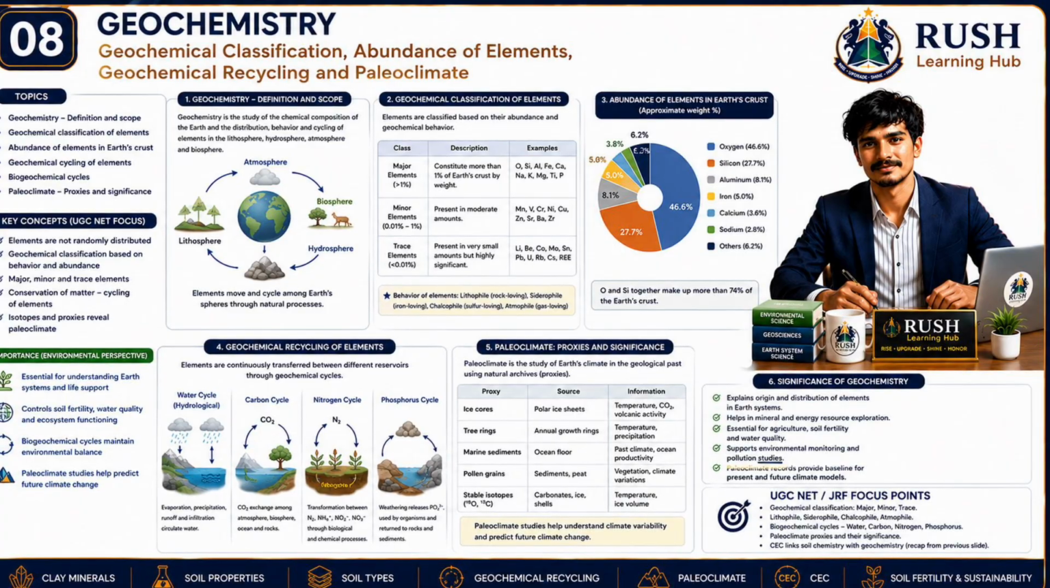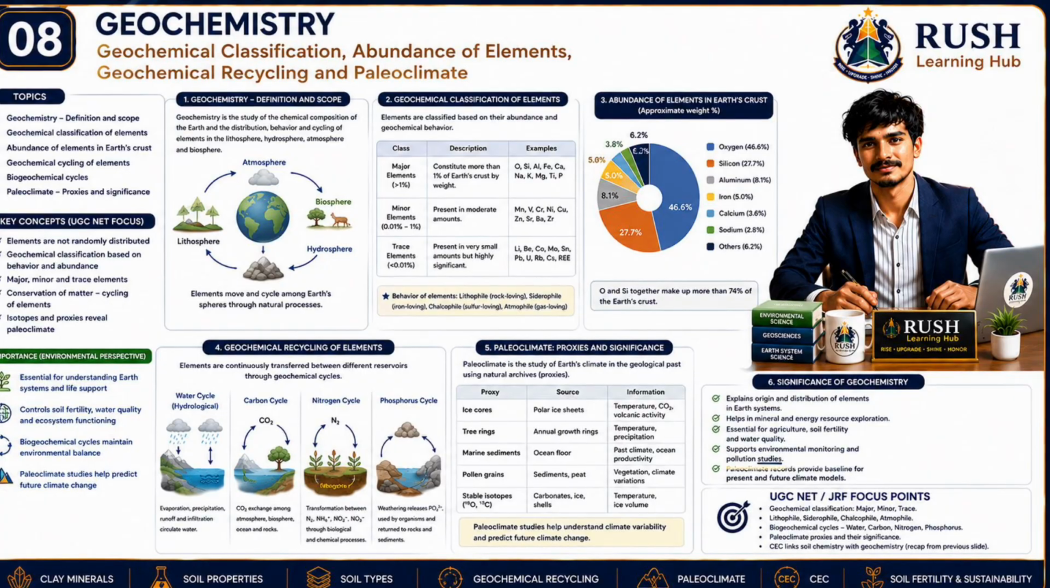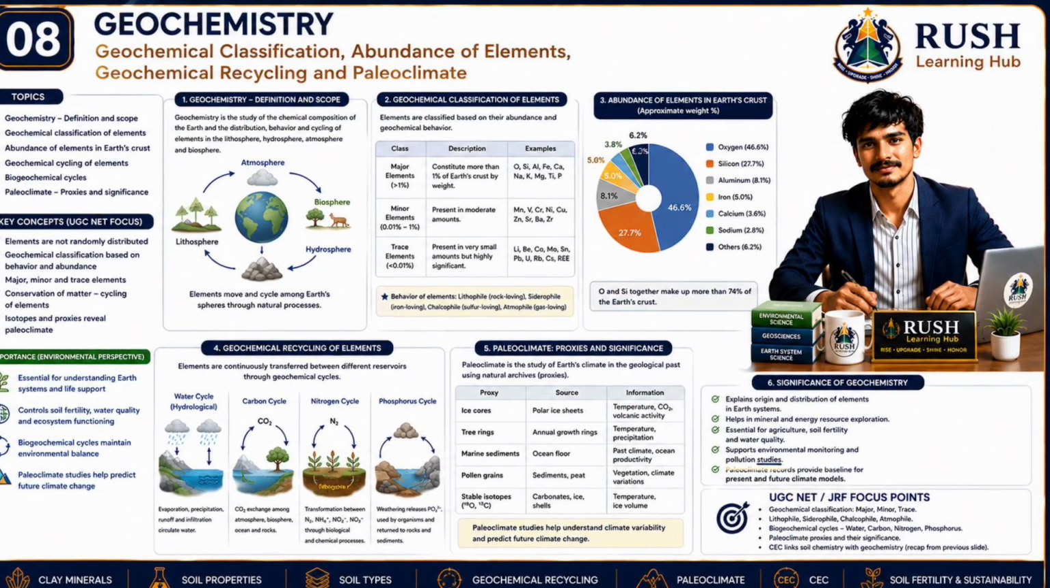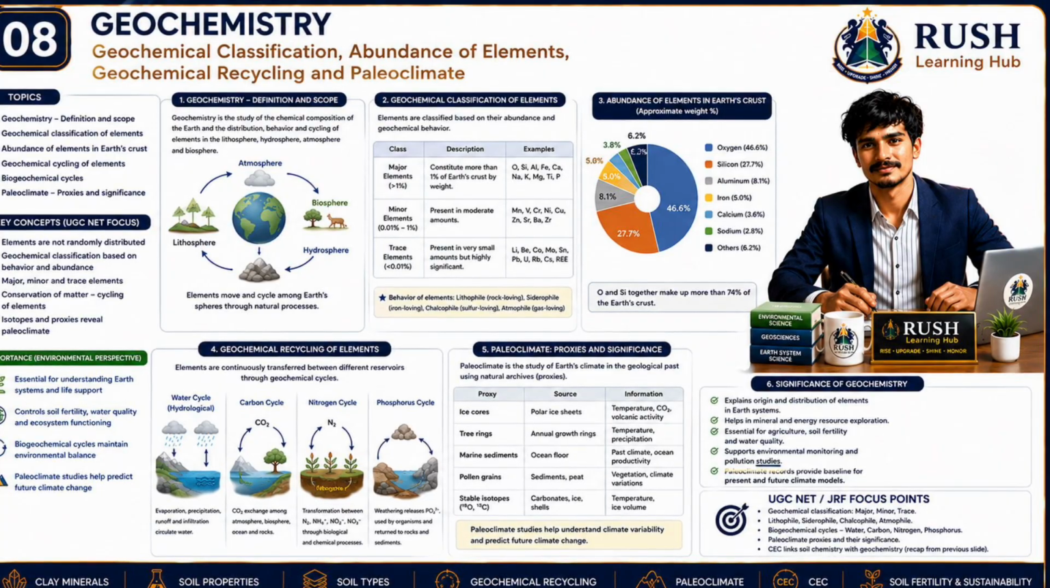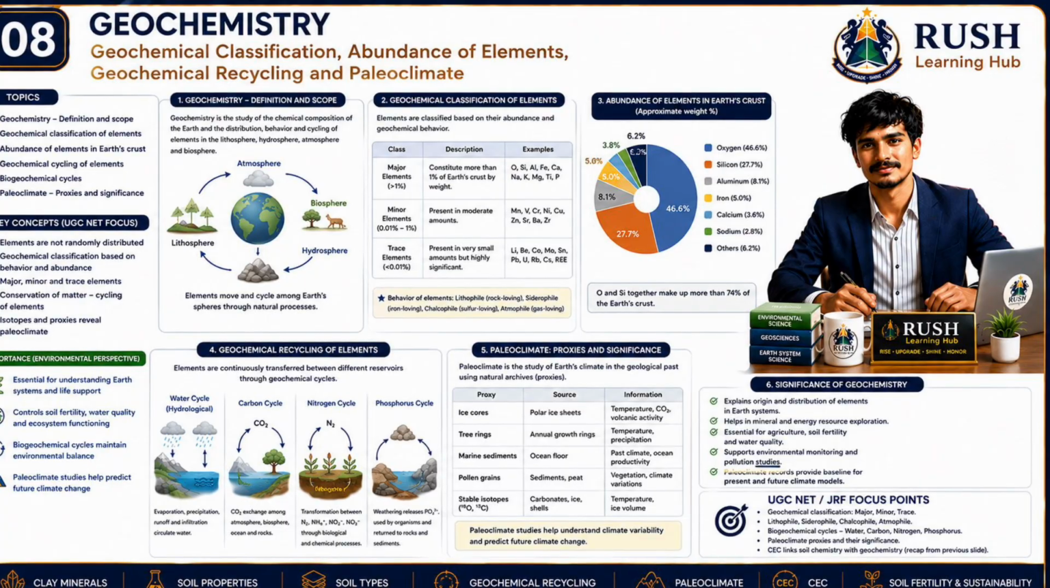The first group is lithophile elements. Lithophile means rock-loving elements. These elements have a strong affinity for oxygen and are concentrated mainly in the Earth's crust and silicate minerals. Examples include oxygen, silicon, aluminum, calcium, sodium, potassium, magnesium, and titanium.